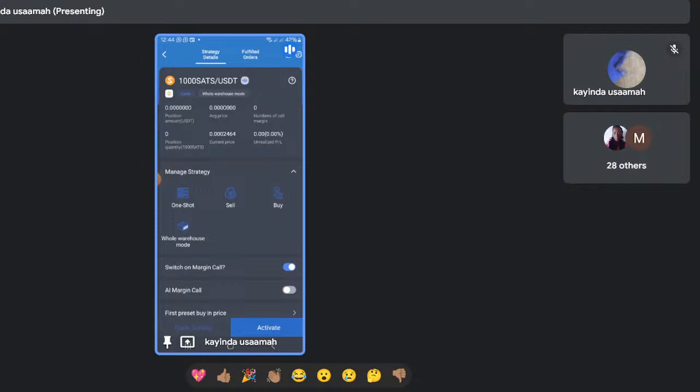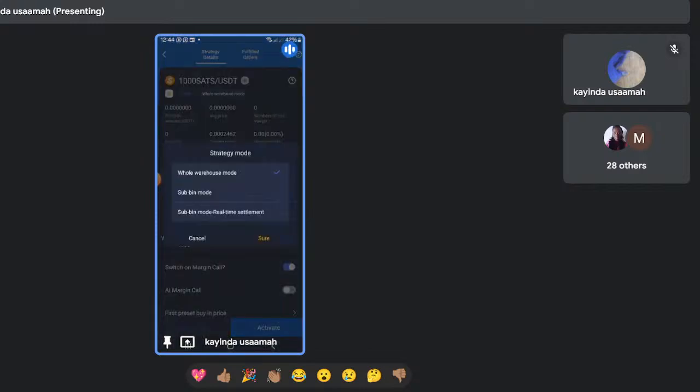Then we have whole warehouse. When you tap whole warehouse, the robot is going to open its three trading modes. The first one is whole warehouse. The second one is sub mid. The last one is sub in real time. Now, what are the differences? What do they mean? Whole warehouse means when the robot enters the market and it buys margin calls, it will not sell them until the whole coin is qualified to be sold, the whole of it.